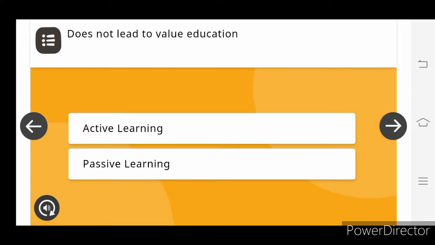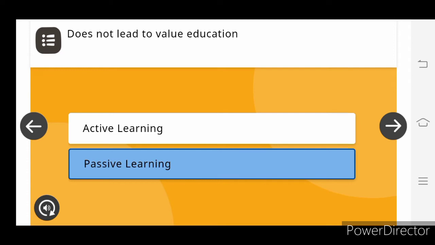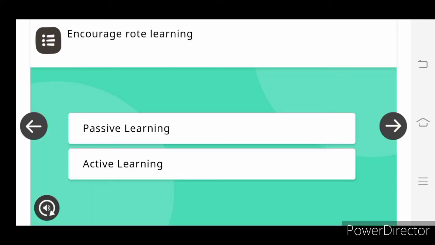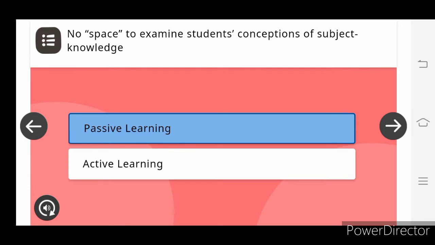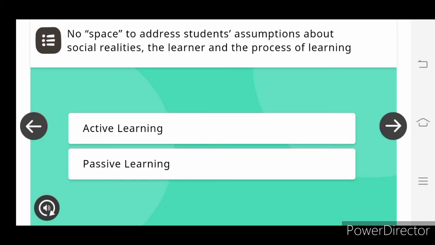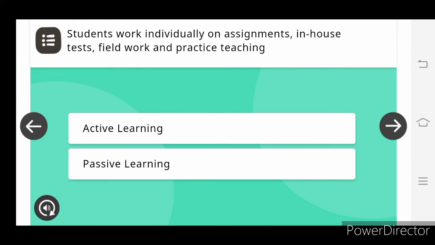Does not relate to value education. So it is passive learning. Encourages rote learning. So it is also passive learning. No space to examine the students' conceptions of subject knowledge. So it is passive learning. No space to address students' perceptions about the social realities, the learners, and the process of learning. It is no space. So it is also passive learning.